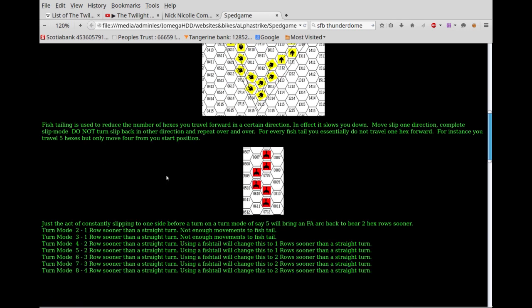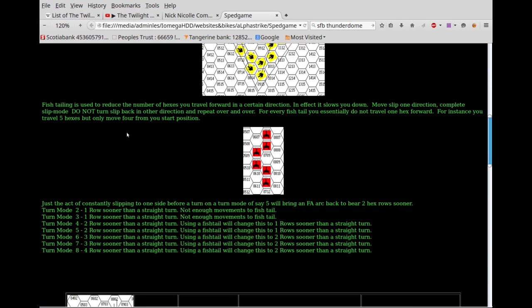Then we have fishtailing. Fishtailing is used to reduce the number of hexes you travel forward in a certain direction. In effect, it slows you down without actually going at a slower speed. Move, slip one direction, complete the slip mode, do not turn, slip back in the other direction, and repeat over and over. For every fishtail, you essentially do not travel one hex forward. For instance, you travel 5 hexes, but only move 4 from your start position.